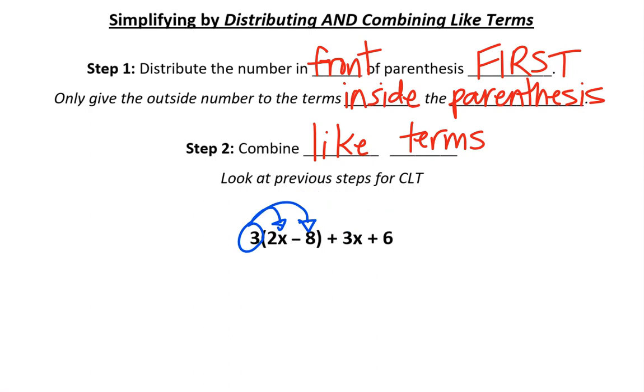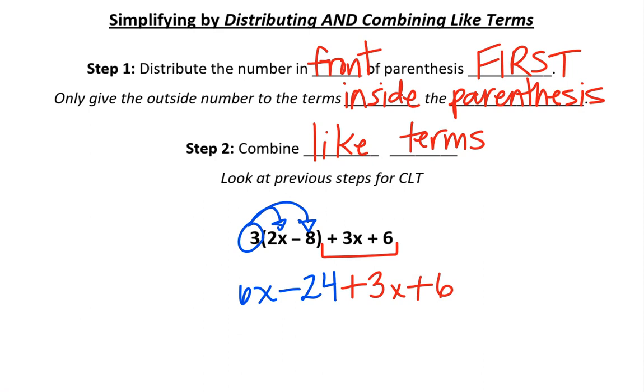That is incorrect. Okay? So 3 times 2x gives me 6x. 3 times negative 8 is negative 24. And so then now you're probably wondering, well, what happens with this? Well, that just comes down. I just bring it down. Plus 3x plus 6.